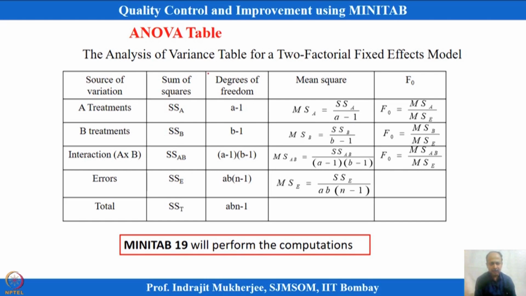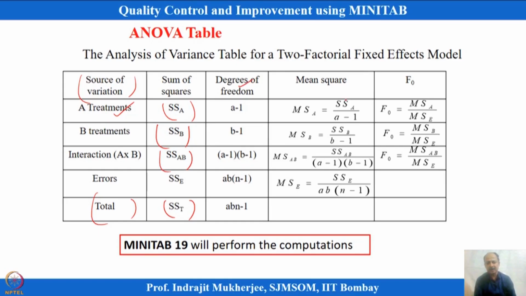What is important is that whenever we have done the experimentation, we have the sources of variation. Total variability is known as SST. If it is a 2-factor experiment, we will have the effect of A, what is the contribution of that, the effect of B, what is the contribution of that, and the interaction effects, what is the contribution of that.